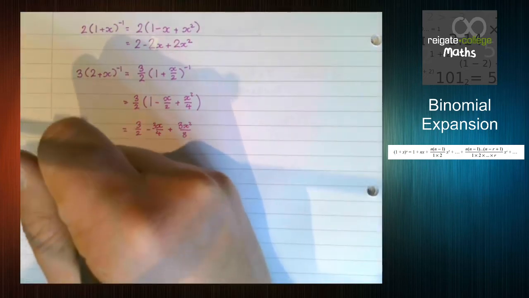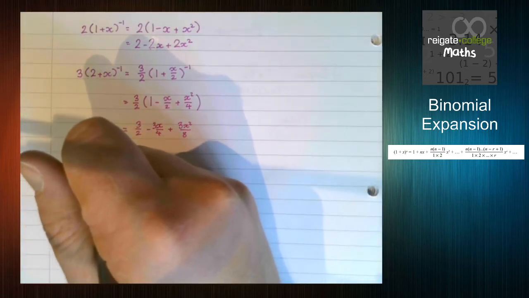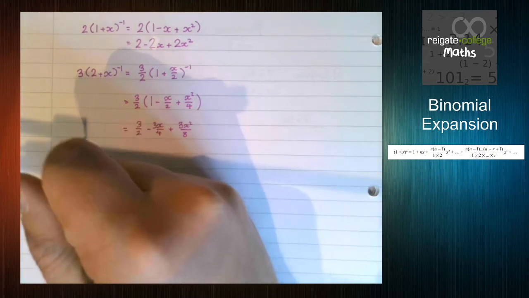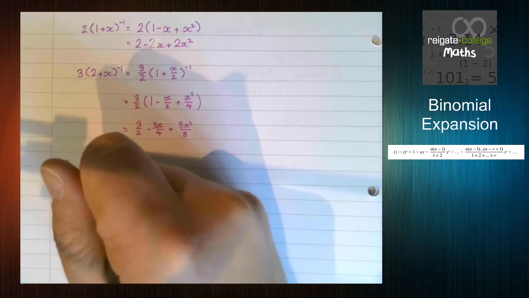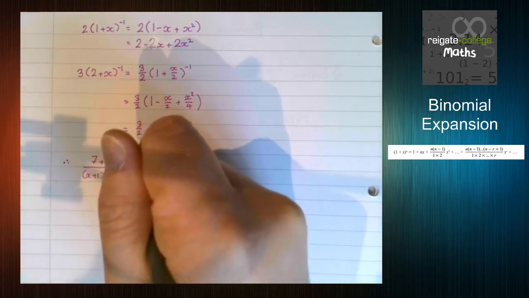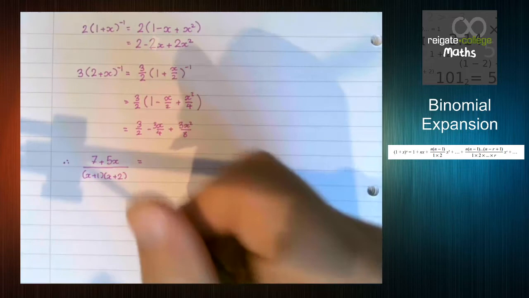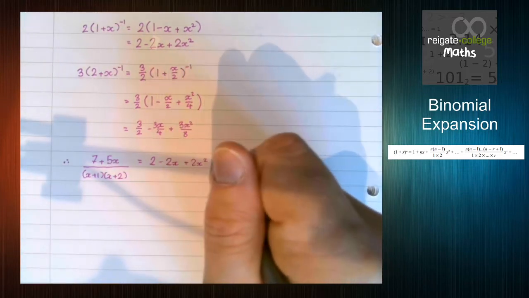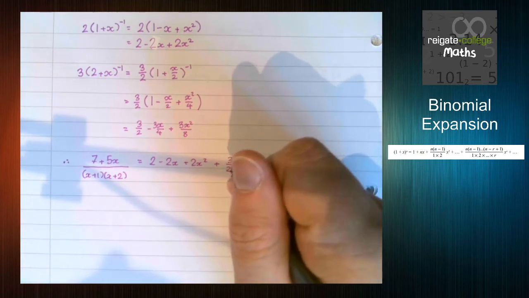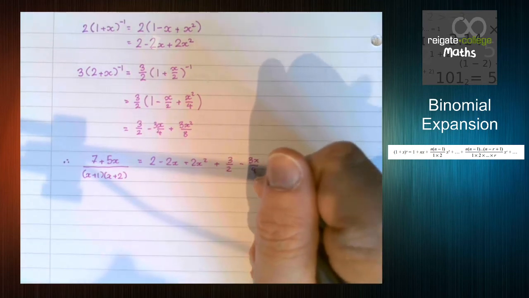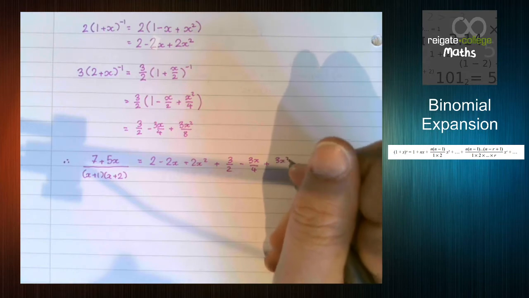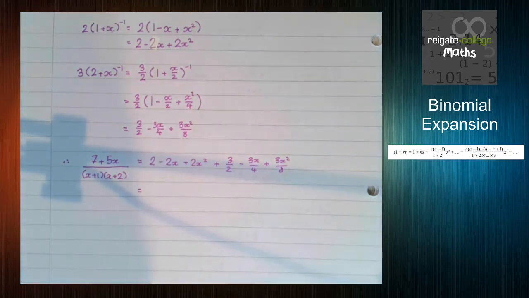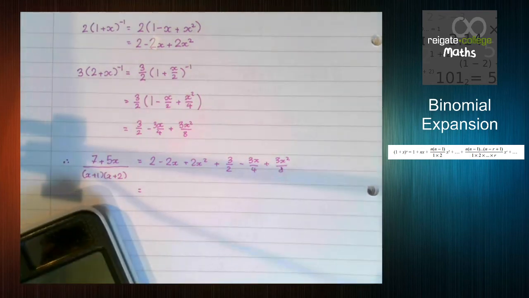So therefore, equation 1, which was 7 plus 5x over x plus 1, x plus 2, is going to be equal to these two things added together. 2 minus 2x plus 2x squared plus 3 over 2 minus 3x over 4 plus 3x squared over 8. And feel free to use your calculator to tidy up the common terms. So we've got 2 plus 3 over 2.